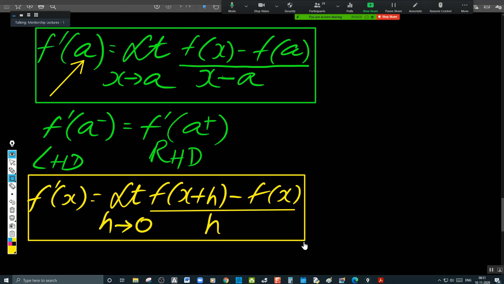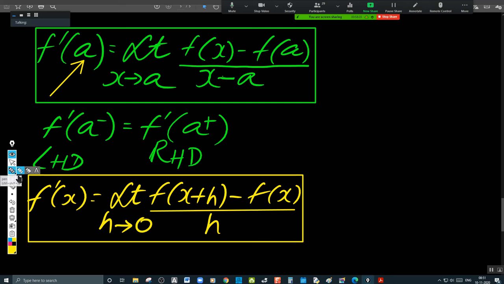This is called first principle, or it is also said to be first principle or definition. This is nothing but the definition. They both are definitions only, but one is at a particular point, the other is at a general point. And it is also named as ab initio. Why that name, I never got into the details, but the other name is ab initio.